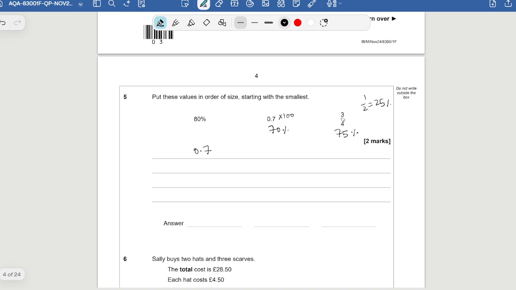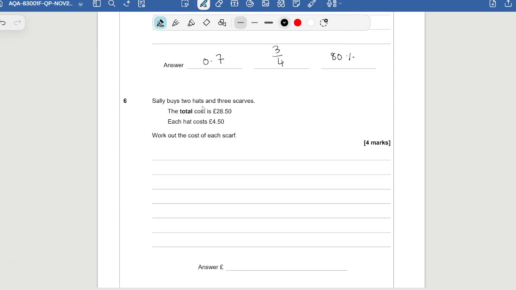The next is 3/4. The highest of them is 80%. I have to write them here actually. So this is 0.7, 3/4, and 80%. And this is the space for all this working.